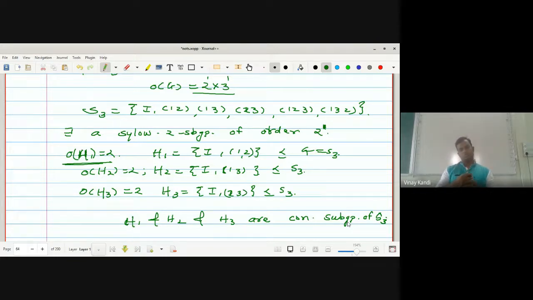ओके, 3 ऑर्डरचा कोण असेल? कोणी सांगा sir. मला एक सबग्रुप एक्झिस्ट होते ऑफ ऑर्डर 3, Sylow 3 subgroup of order 3 raised to 1, that is 3. सबग्रुप ऑफ ऑर्डर 3 ऑफ S3.